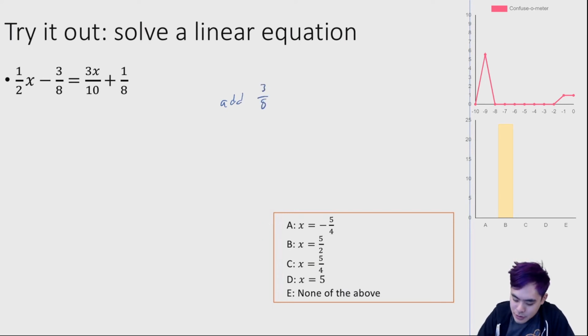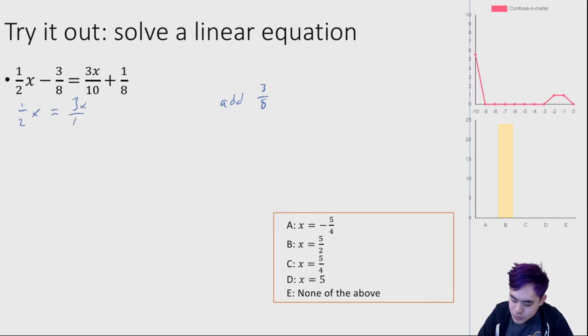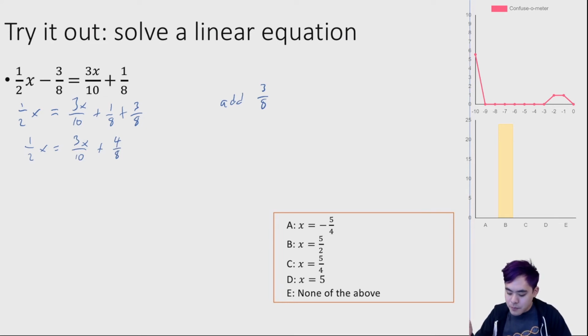Then I'm going to get 1/2 x minus 3/8, but if I add 3/8, those cancel out and that just becomes 0. This is equal to 3x over 10 plus 1/8 plus 3/8. Of course I can combine those, and so 1/2 x is equal to 3x over 10 plus 4/8. There are a number of things you can do here. If you recognize that 4/8 is 1/2, that's the easier way of going about it. But let's suppose that sometimes it's hard to recognize that that's true. So let's do it without recognizing that 4/8 is 1/2.